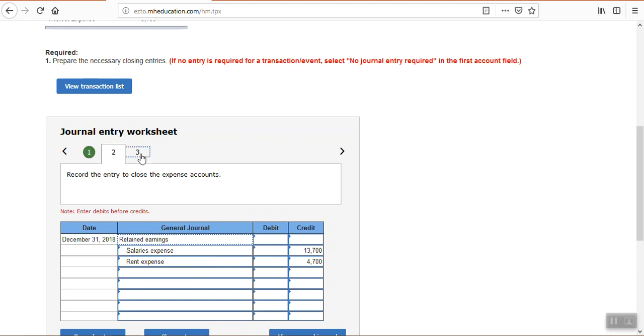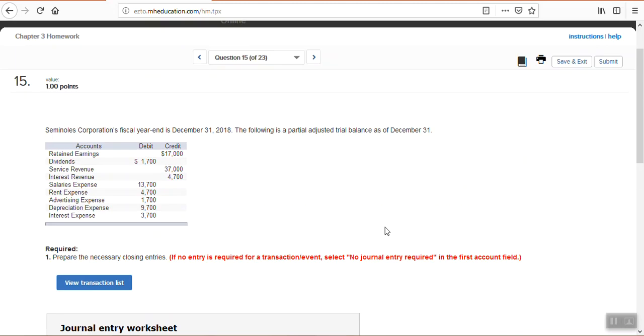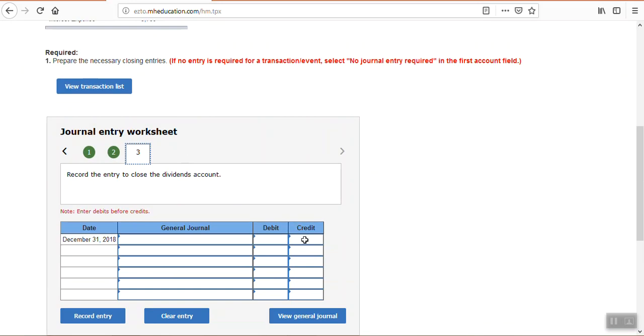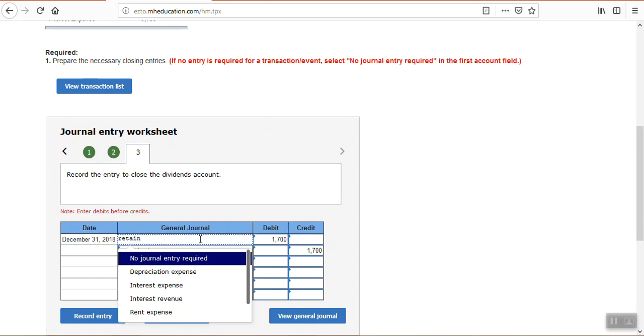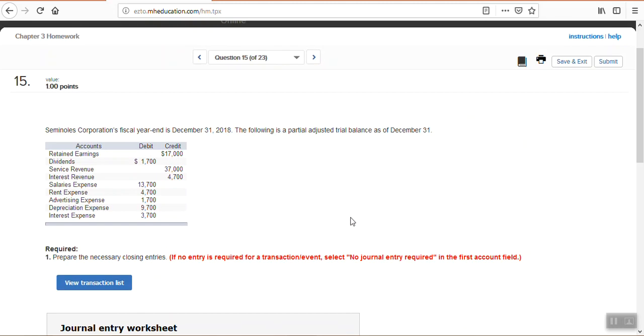And then the last one, record the entry to close the dividends account. It looks like we did pay dividends of $1,700. That is a debit, so we're going to credit $1,700 to get that out of dividends. And we need a debit for something to be in balance, and that debit comes out of retained earnings because that's the pot of money that we use to pay dividends.